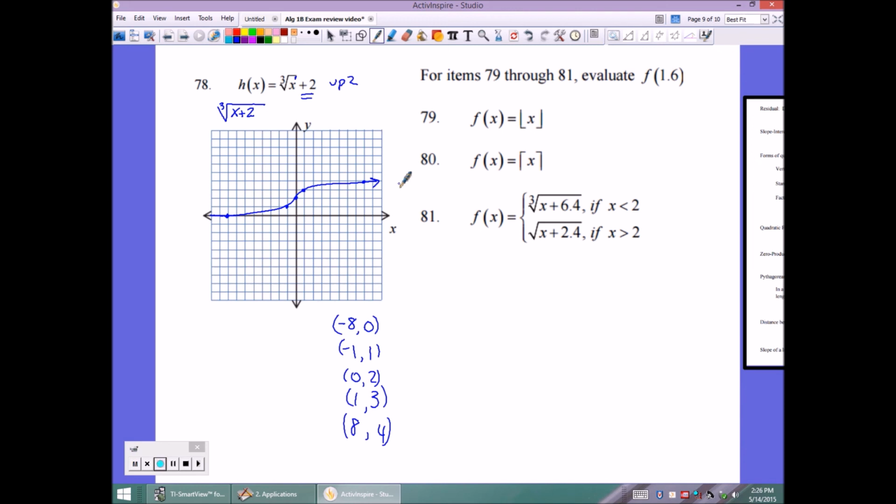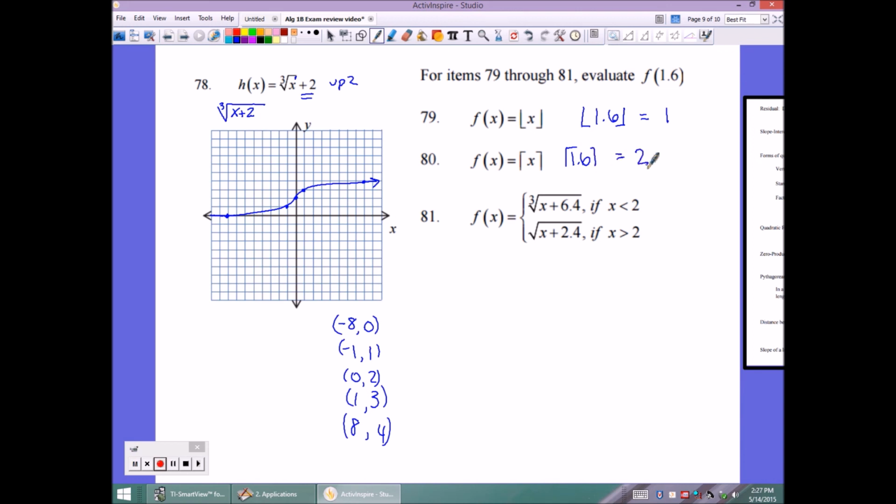All right. Over here, last 2 items are just asking us to evaluate. What if I plugged in 1.6 and did a floor step function, right? A floor function. Well, I just round down, so 1.6 rounded down will be 1. And if I took 1.6 and I rounded up, well, that would be 2.